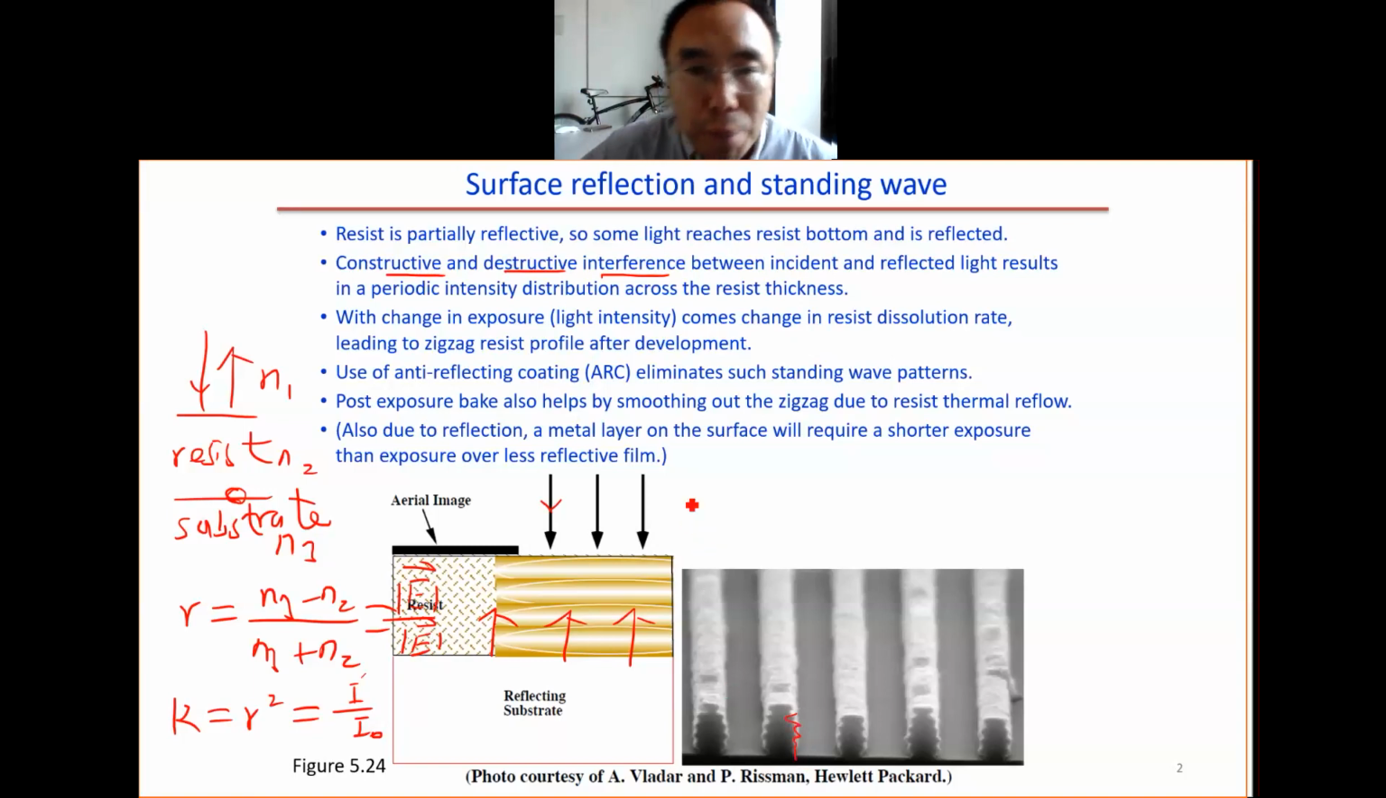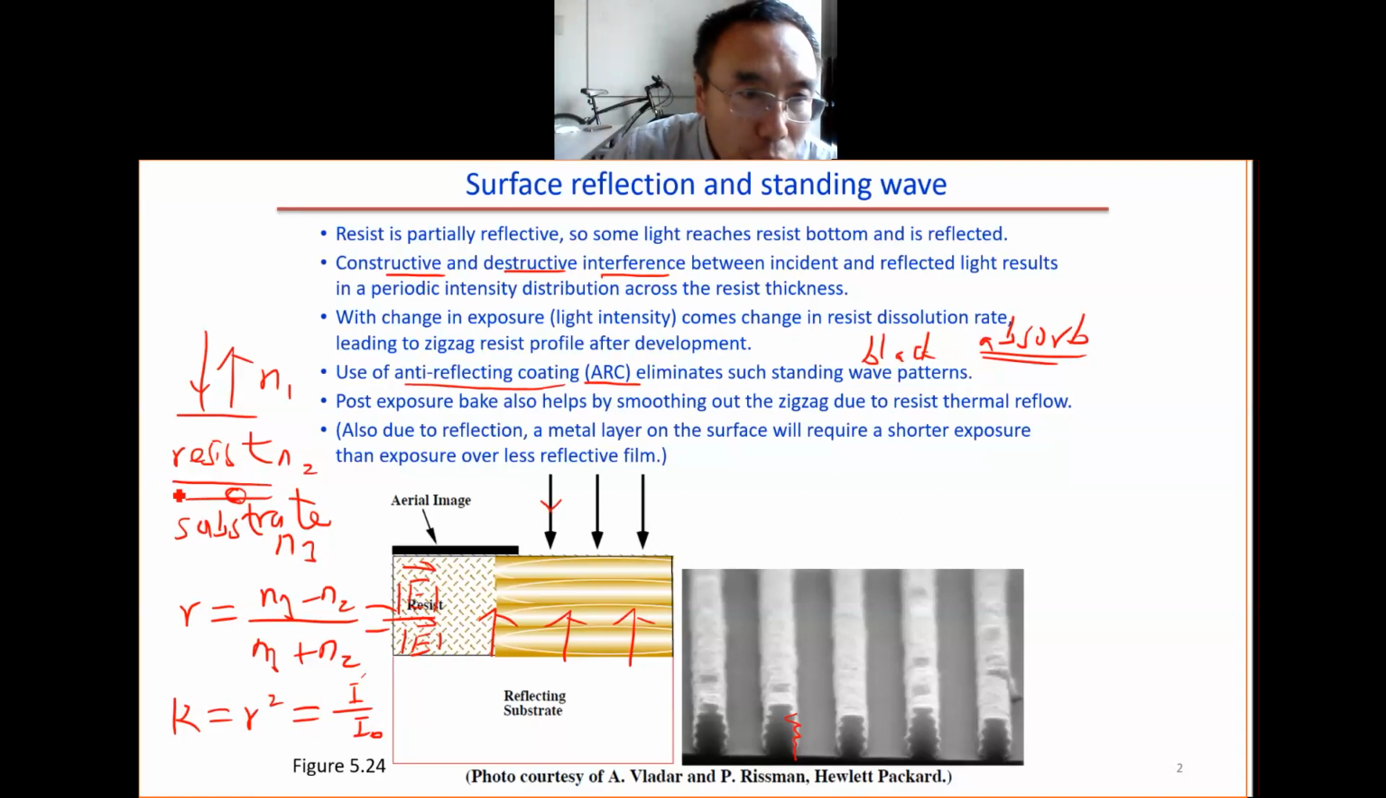To solve this problem, we can use the ARC, called anti-reflection coating. It is a black color film that will absorb the light. That means you coat a layer of ARC below the resist. Then the light will be absorbed by this ARC layer, so there will be no reflection. Another way is to do the post-exposure bake. Because of the thermal reflow of the resist, it will be averaged out.